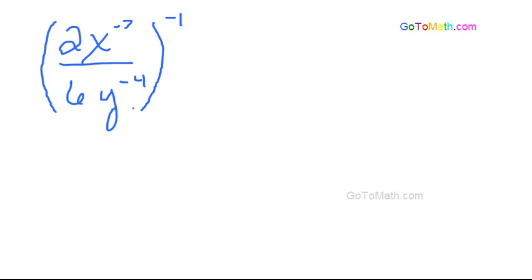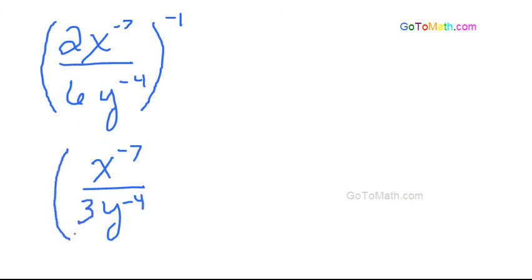So the first thing we want to do here is simplify this down a little bit. We're going to write this with x to the negative 7 over y to the negative 4, but 2 goes into 6 3 times. Now what we can do is take the negative 7 times negative 1. What do we get? We get a positive 7. That's cool.